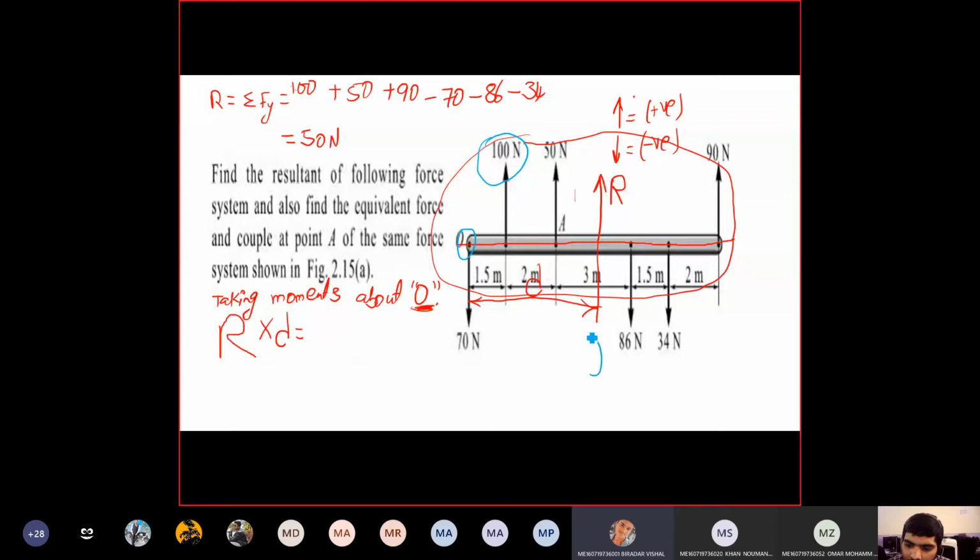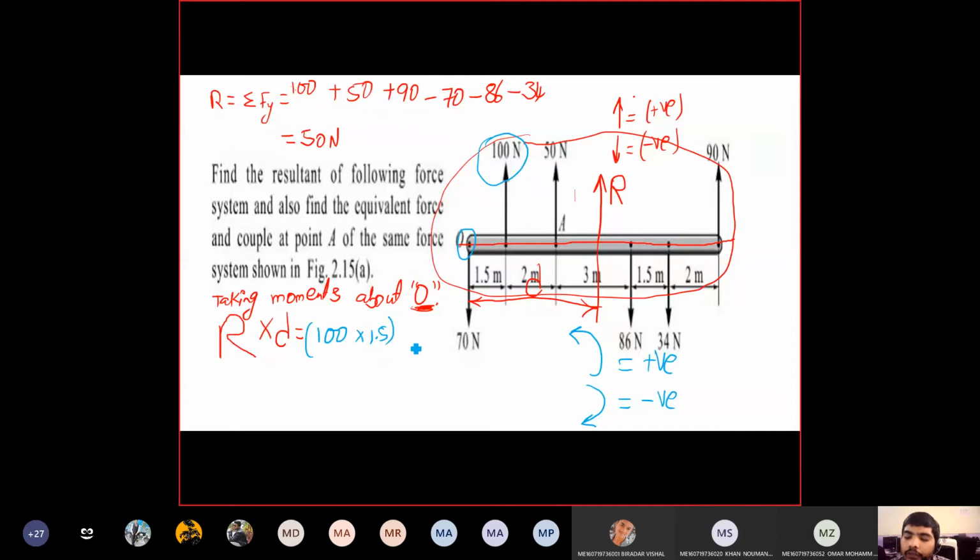See, listen ma, I am considering anti-clockwise as positive. You can take anti-clockwise as negative and clockwise as positive, no problem for me. You will get the same value. For clockwise movements, I am taking the negative sign. Okay, so now listen. R into D equal to, can I write 100 into 1.5? Moment means force into perpendicular distance. Is it clear? Yes, sir.